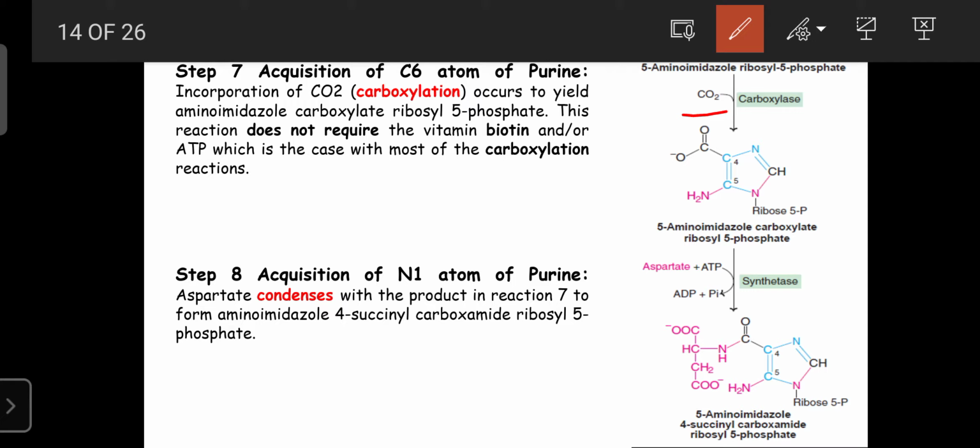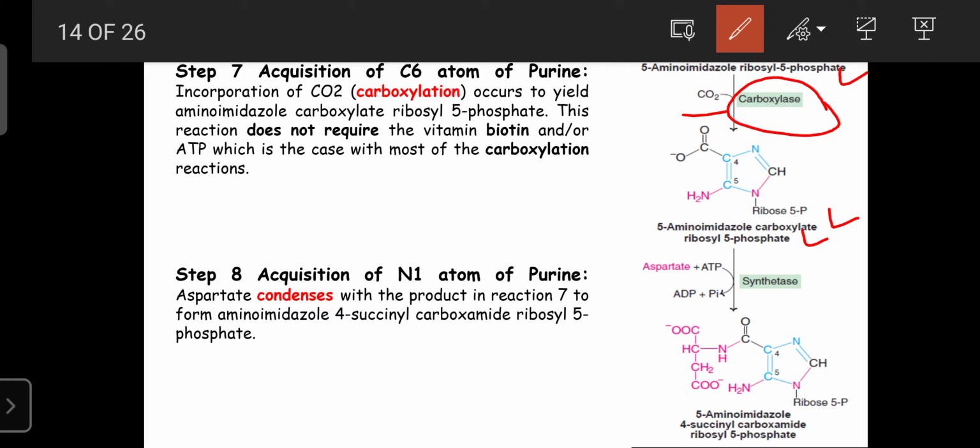It can react with water to form bicarbonate. That bicarbonate can donate the carbon atom to the 5 amino imidazole ribosyl 5 phosphate. This reaction is catalyzed by the carboxylase enzyme without any need of ATP. So this carboxylation occurs and yields 5 amino imidazole carboxylate ribosyl 5 phosphate, the product of the carboxylation reaction regulated by the carboxylase enzyme.